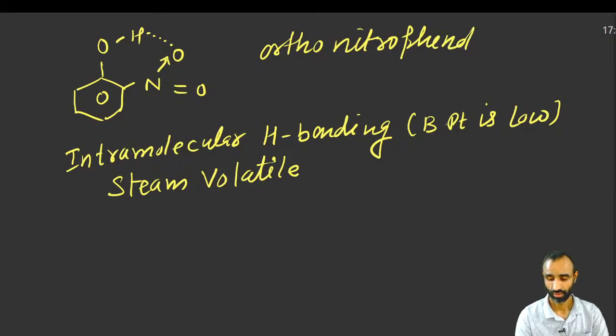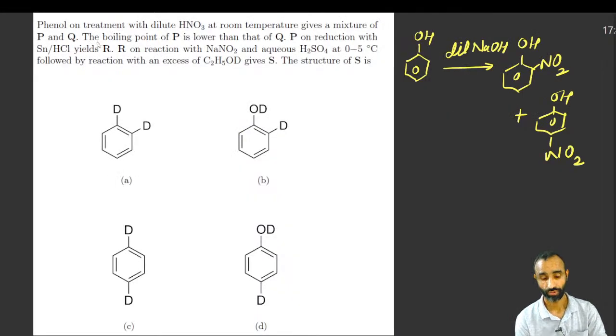Now see, phenol on treatment with dilute nitric acid at room temperature gives a mixture of P and Q. And it is written boiling point of P is lower than that of Q. That means ortho is P and para is Q. Done?